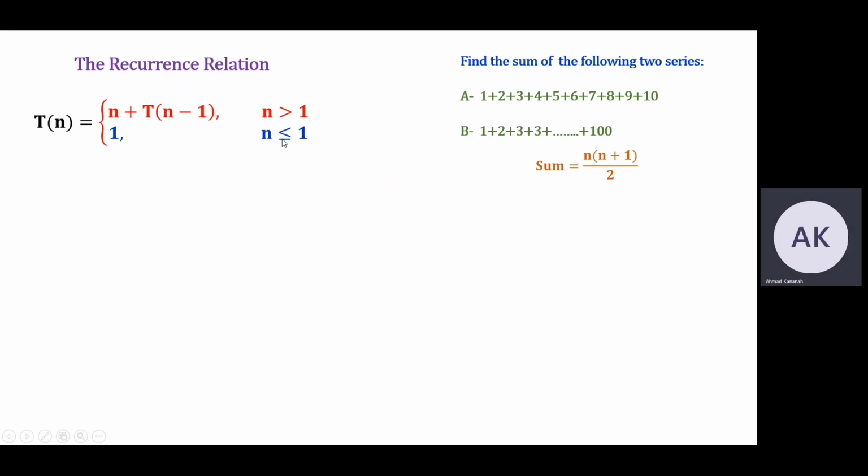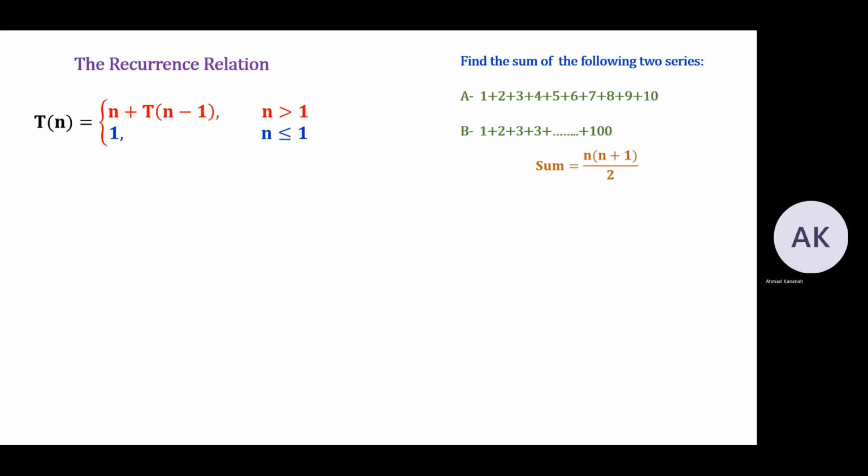While when n equals 1 or less, the runtime is a constant, which is equal to 1. Let us take an example to understand this recurrence relation. Now assume that n equals 5. So what is the time required to run the recursive algorithm whose recurrence relation is given by this definition? It equals n, which is 5, plus T, the time required when the argument value is 4, that is, n minus 1.